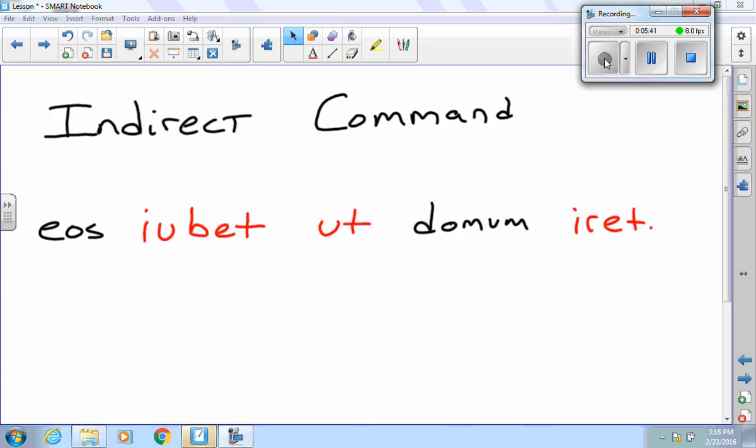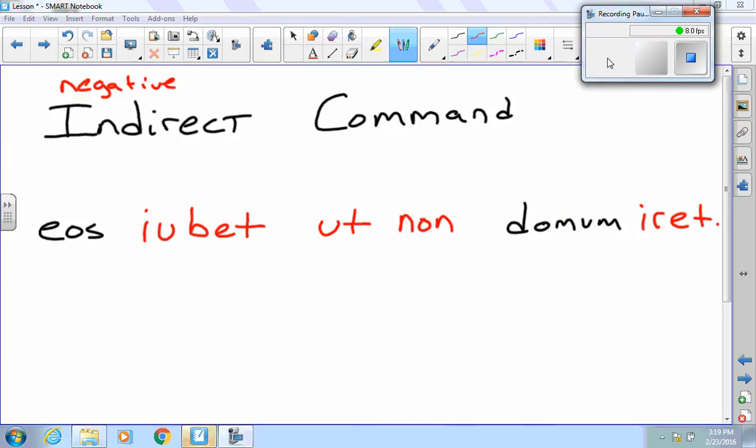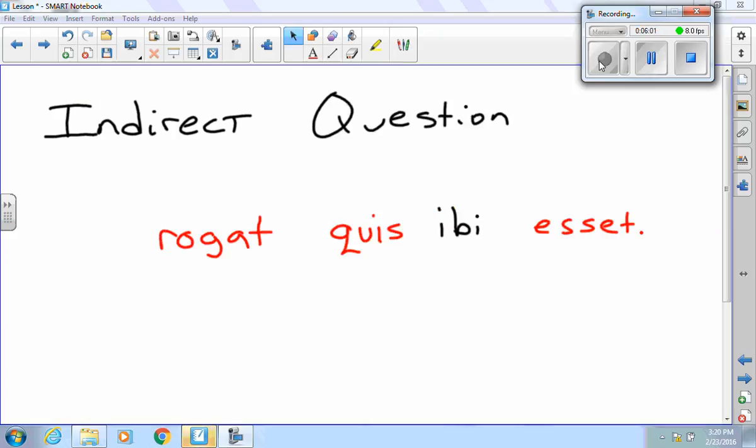But instead of the a-oot, I will use the subjunctive irit. So these reds are what I need in order to have an indirect command. I have to have mental action, I have to have oot, and I have to have a subjunctive. So here I have, he orders them to go home. If I want to turn it into a negative, then I put oot non. He orders them not to go home.